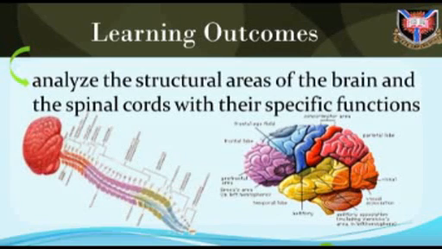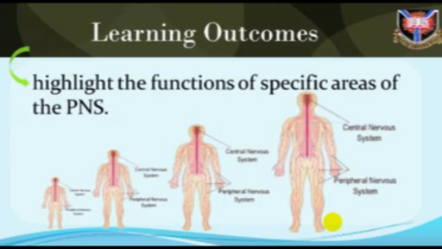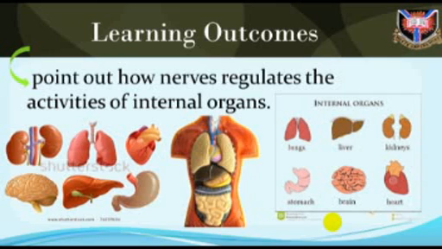Learning outcomes. At the end of this study session, you should be able to: 1. Analyze the structural areas of the brain and the spinal cord with their specific functions. 2. Highlight the functions of specific areas of the PNS. 3. Point out how nerves regulate the activities of internal organs.